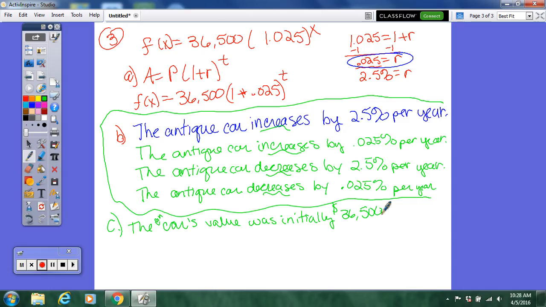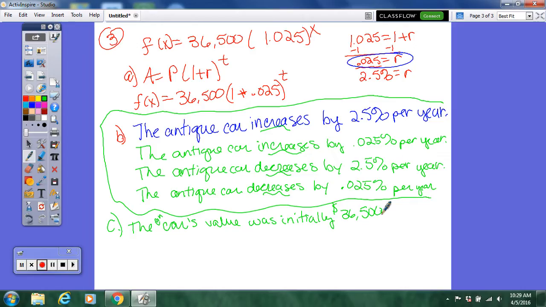Say what you said again one more time so everybody can hear it. The antique car costs $36,500 to start. Does everybody understand that? The antique car costs $36,500 at the start. Perfectly fine. But the way they'll have it worded will look something like this. The antique car's value was initially $36,500. It's just a matter of verbiage. I just want to make sure that you understand those are the same things. Okay? All right. D we're not going to do because that's just a graph.